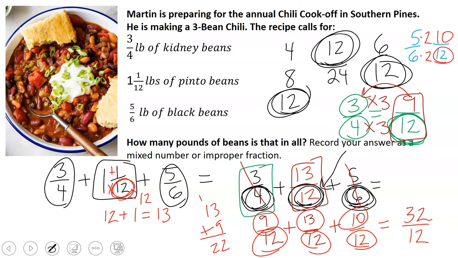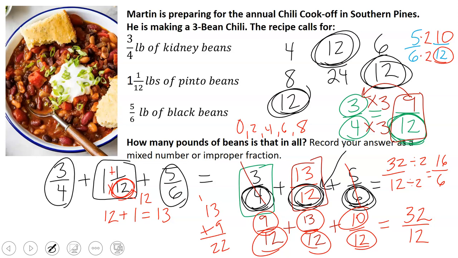Now let's think about it. Can I reduce 32/12? Well, 32 and 12 are both even. So I can divide 32 and 12 by 2. You can divide even numbers by 2. Half of 32 is 16, and half of 12 is 6. Well, guess what? I can reduce that again. 16 and 6 are both even numbers. Remember, even numbers end in 0, 2, 4, 6, and 8.